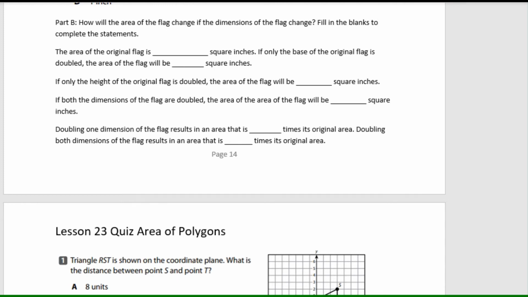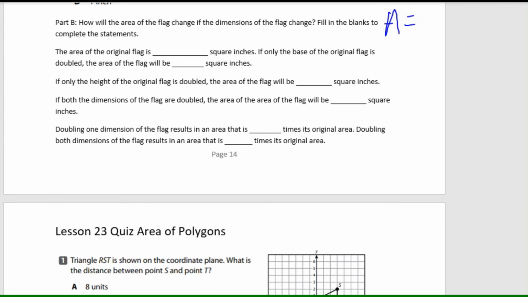So we're gonna start right there. This is saying that the area of the original flag, what was the area of the original flag? 5 times 7, right? Base times height. So the area of the original flag was 35 units square, or square inches. So if only the base of the original flag was doubled. So what does it mean to double? To multiply by 2. So we know that if this is the formula, area equals base.